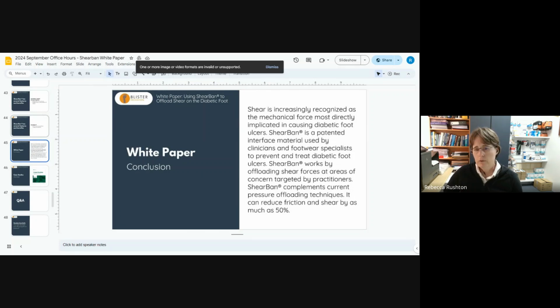And treatment, of course. Okay, in conclusion, shear is increasingly recognised as the mechanical force most directly implicated in causing diabetic foot ulcers. ShearBan is a patented interface material used by clinicians and footwear specialists to prevent and treat diabetic foot ulcers. ShearBan works by offloading shear forces at areas of concern targeted by practitioners. ShearBan complements current pressure offloading techniques. It can reduce friction and shear by as much as 50%.